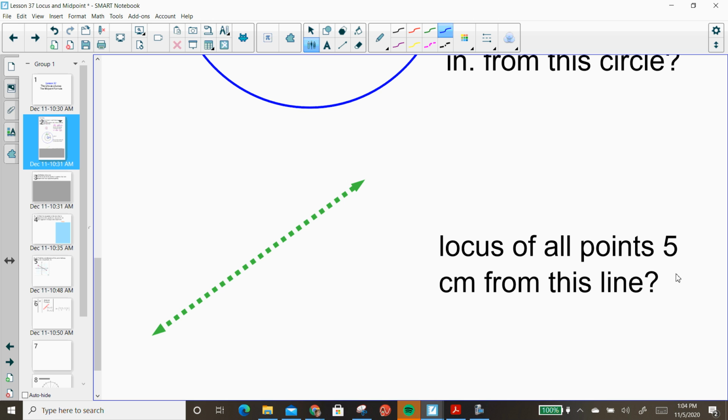This time, here is a line. Notice there are arrows on both ends of that line. It does not stop. It's not a line segment. It's going to go forever. Let's stick with just 2 dimensions. What if I went 5 centimeters away from that line? What would I have? What would I have if I went 5 centimeters away?